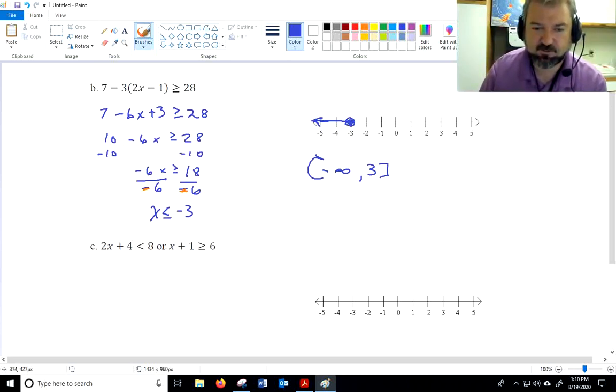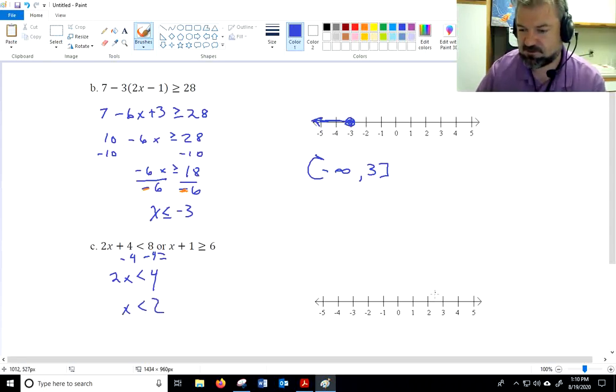Okay, here we have an OR statement, right? So we're going to have possibly 2 different regions. And when dealing with this, I'll simply solve these as if they're two different problems. And I'll divide both sides by 2, and I get x is less than 2. So I'm going to go over here at 2, and then I'll color to the left.